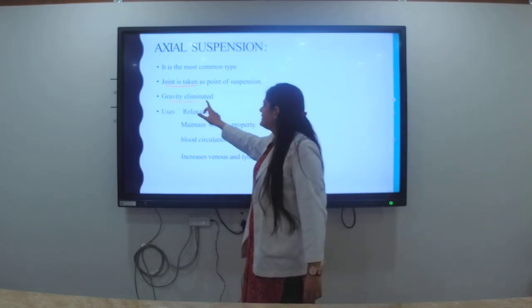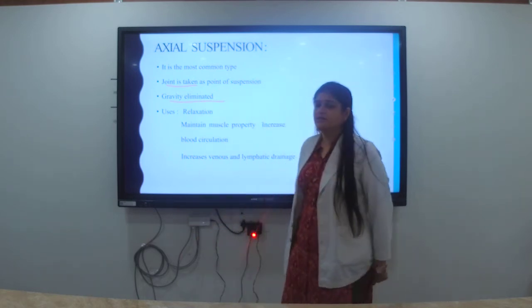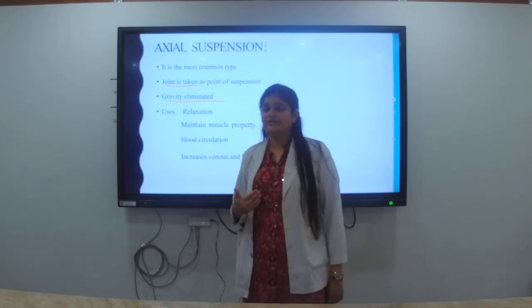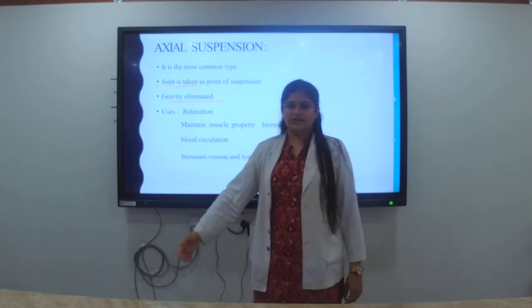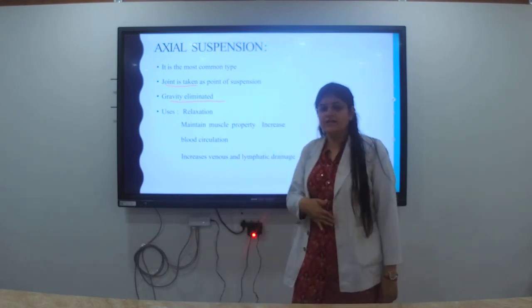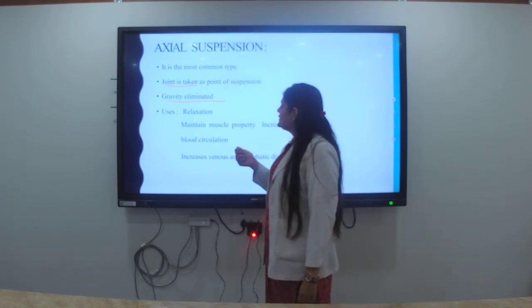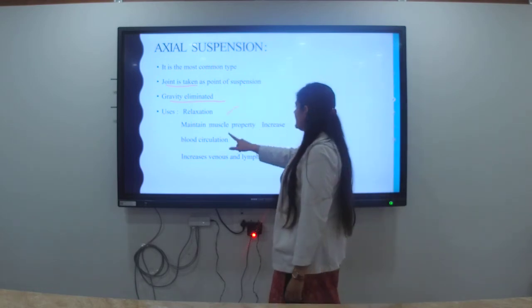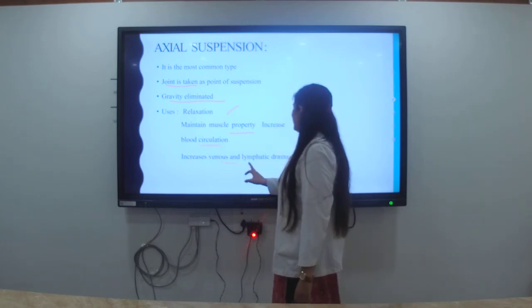Gravity is eliminated. We always do grade 2 movements in axial suspension. In that grade 2 plane, we are assisting the gravity and eliminating it, not grade 3 against the gravity. So this movement could be your abduction, adduction, sideline flexion, extension, instead of a supine or a standing flexion extension. The main uses of your axial suspension are relaxation, maintaining the muscle property, increase in your blood circulation, and increase in the venous and lymphatic drainage.